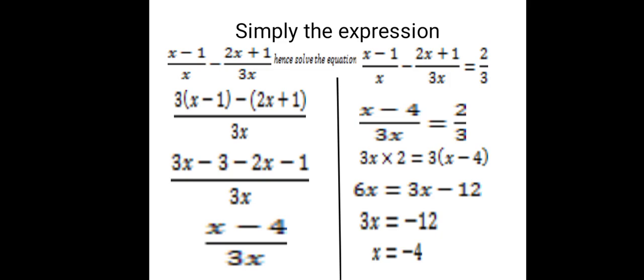Now we multiply by 3x on both sides so as to remove the denominator. So on the left side we shall have 3x times 2, and on the right side we shall have 3x minus 12. We bring the other x on the right side to the left, and it will turn into a negative. So it will be 6x minus 3x, which gives us 3x is equal to negative 12. So x is negative 4. The value of x is negative 4.